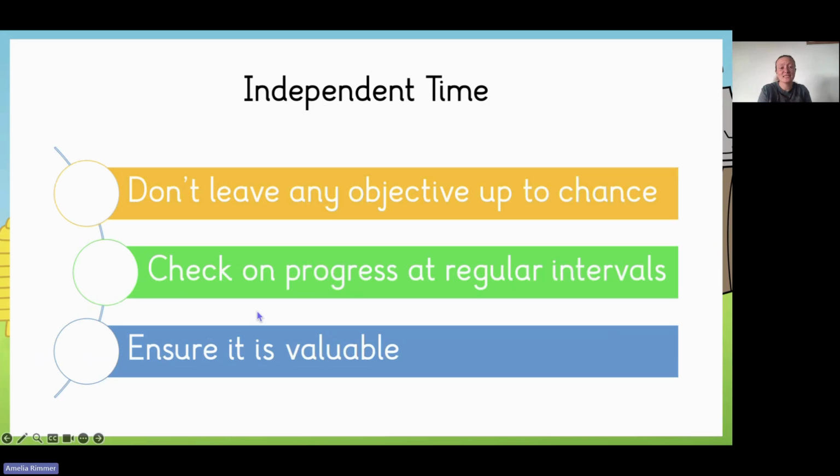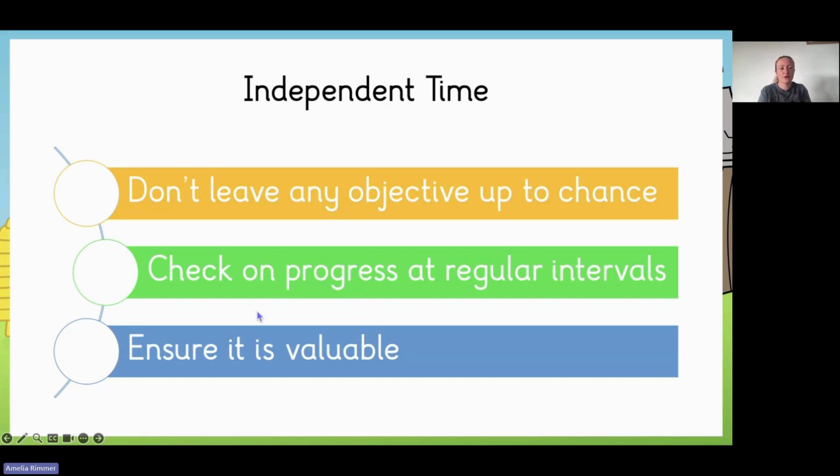I've got some notes on independent time as well. Don't leave any objective up to chance. So independent time is about practice. It's not about the children teaching themselves something on their own. So, for example, I gave the year 1 example earlier, which was something they've done in phonics before, letter formation, link to that. I wouldn't just say, oh, here's your spelling words for this week. Can you do this activity with it, without having introduced it and without that teaching first.